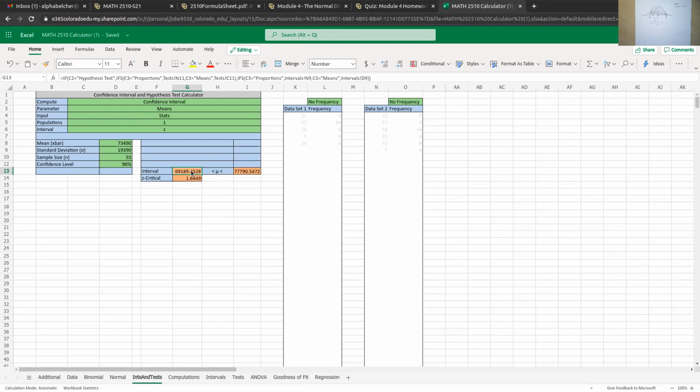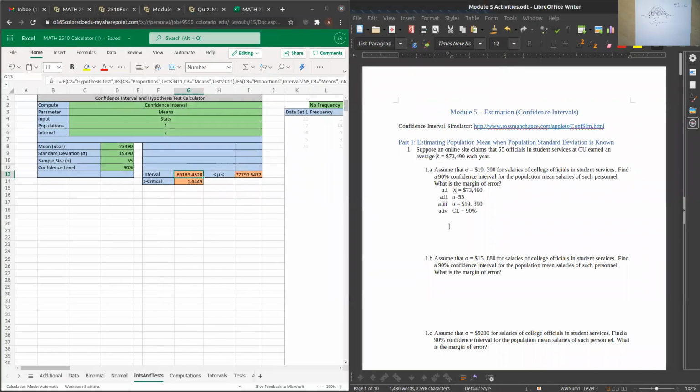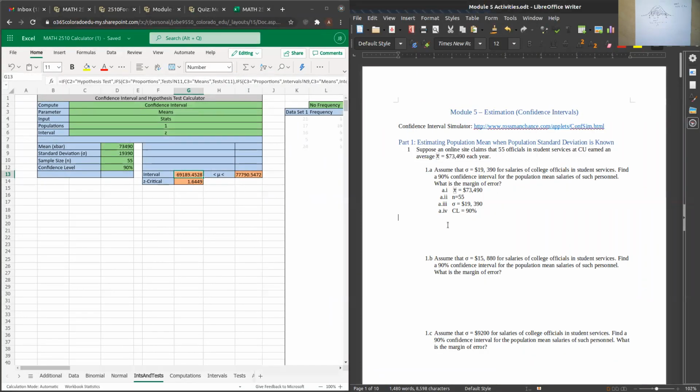Okay, so we've got our confidence interval. Our lower bound is 69,189. Our upper bound is 77,790. And that is our confidence interval.